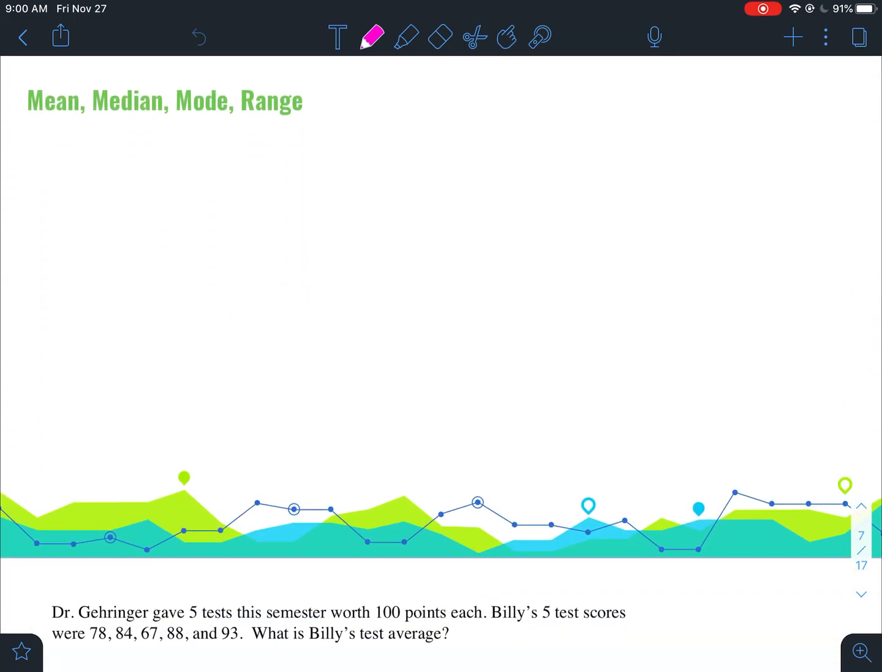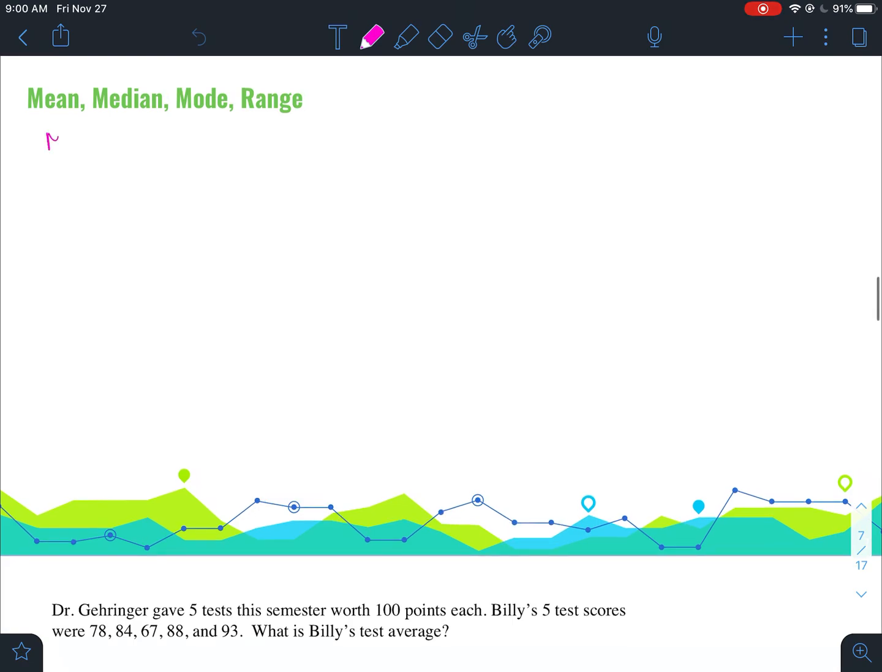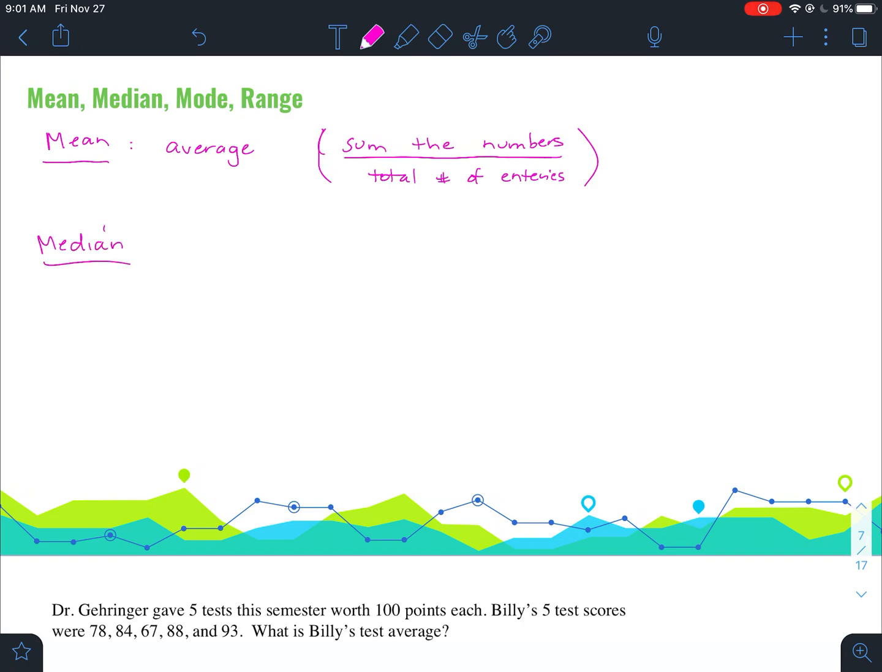All right, so let's start by talking about the mean, median, mode, and range of a data set. You probably remember what these words mean from middle school. How we normally describe the mean is the average of a number set. So you sum the numbers and divide by the total number of entries. You add up all the numbers and then divide by how many numbers there are, and that's how you find the mean.